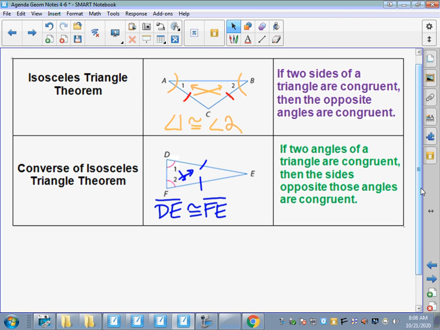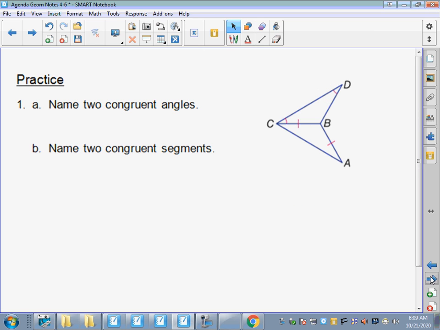So if the sides are congruent, then the opposite angles are. If the angles, then the opposite sides are. Hopefully you can see how some algebra problems are going to happen with these things. Anytime they're congruent, we know we can set them equal to each other and solve. So name two congruent angles and two congruent segments, and not the ones that are marked, obviously.